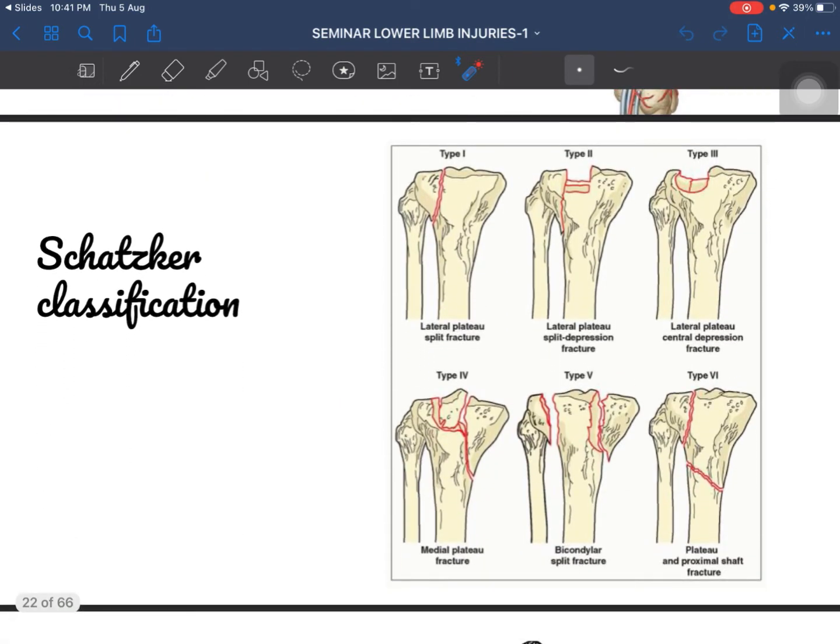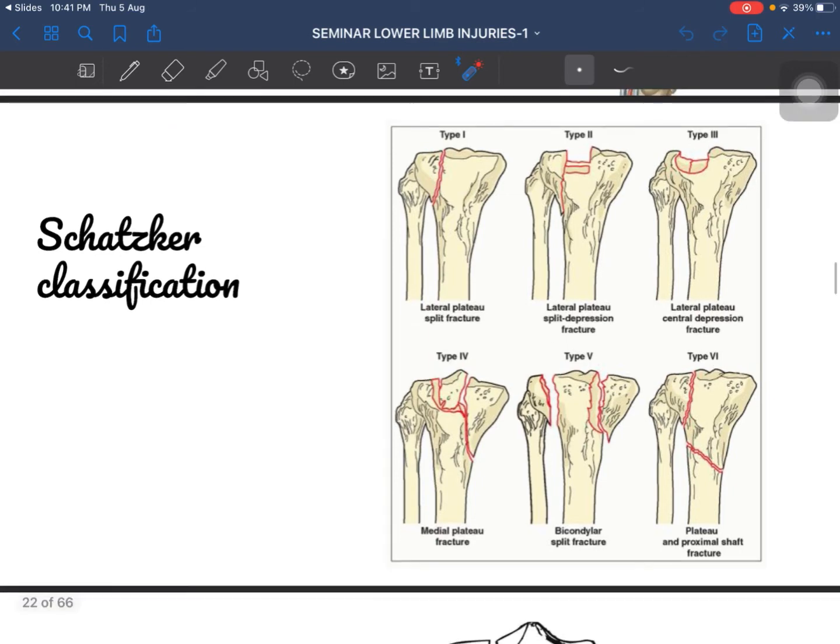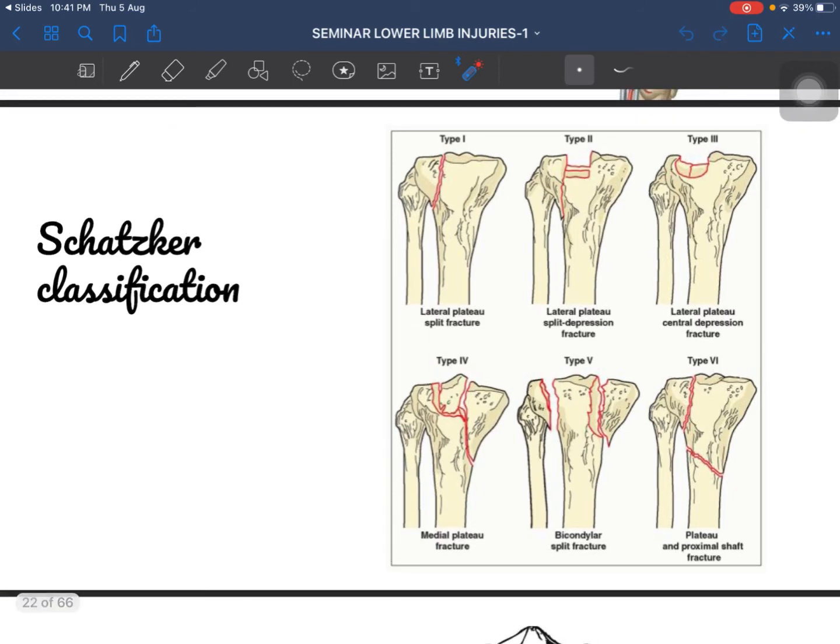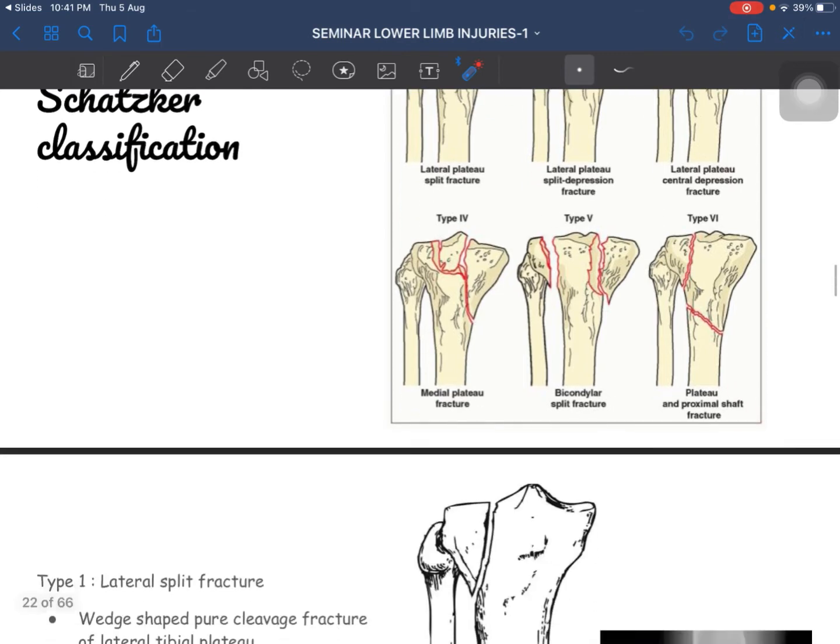Any clinical anatomical problem is classified according to the Schatzker classification. There are 6 types of Schatzker classification. Type 1 is lateral plateau split fracture. Type 2, lateral plateau split depression fracture. Type 3, lateral plateau central depression fracture. Type 4, medial plateau fracture. Type 5, bicondylar plateau fracture. Type 6, plateau and proximal shaft fracture.